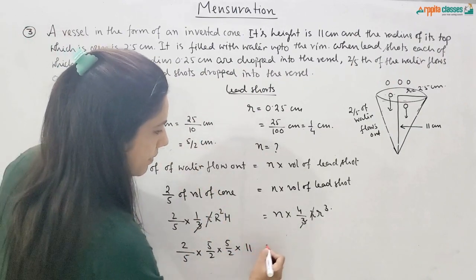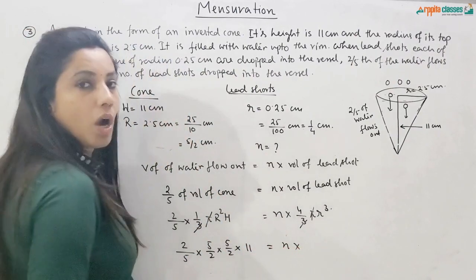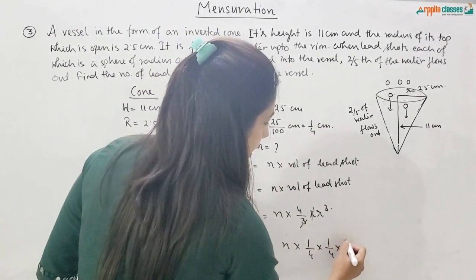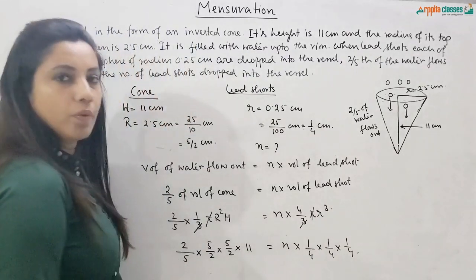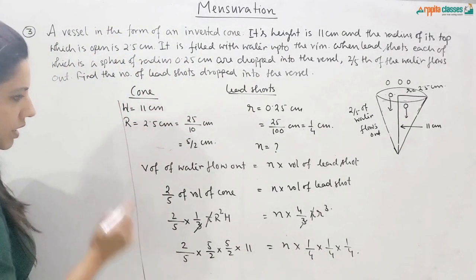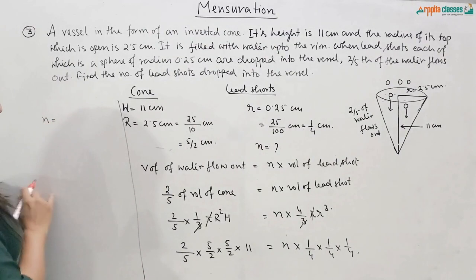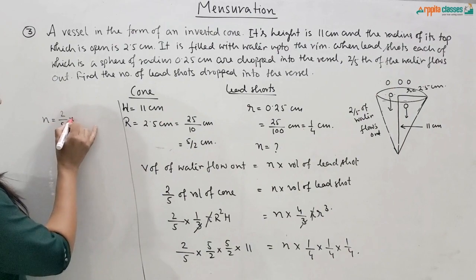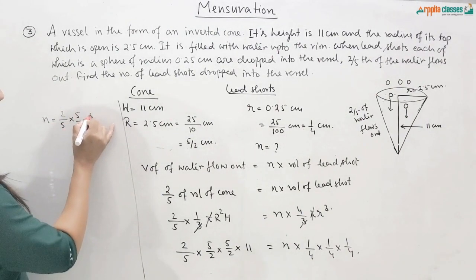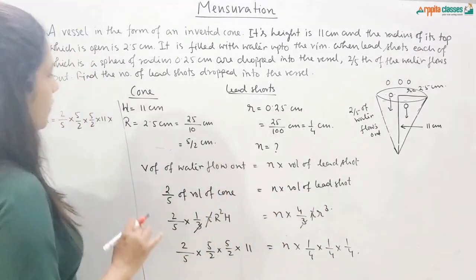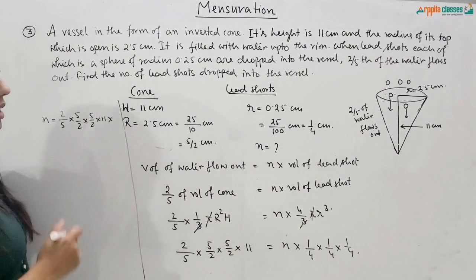Capital H is 11, which is equal to n into r cube, and your r cube is 1/4 into 1/4 into 1/4. So we need to find out n now. I'll do it here. So n will be equal to, first I'll write whatever is written this side, that is 2/5 into 5/2 into 5/2 into 11, and now this 4, 4 and 4 will come up. It will be in the numerator.